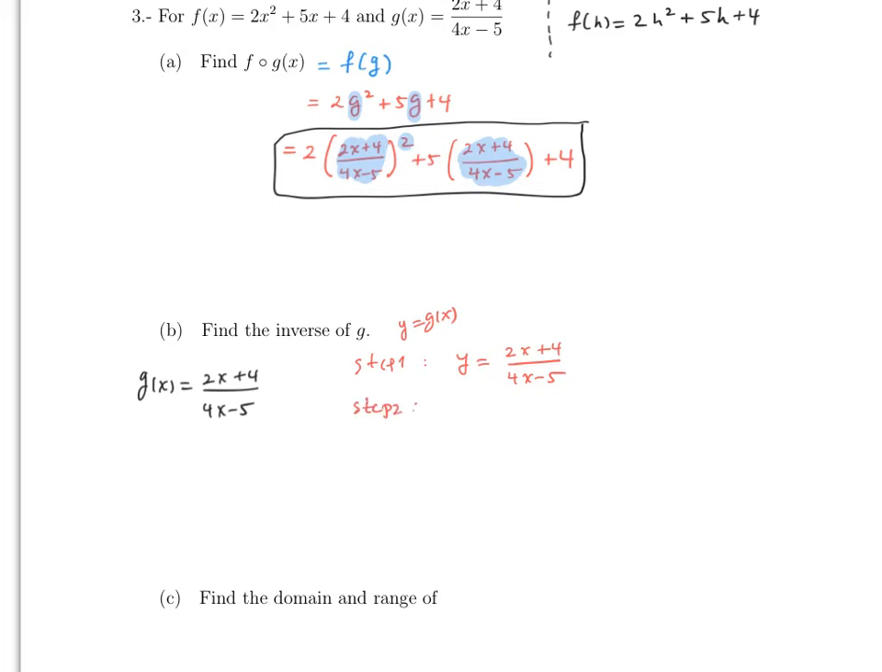Now step 2, you're going to switch x and y. So wherever there is an x, put a y, and wherever there is a y, put an x. So therefore, we will have x is equal to 2y plus 4 divided by 4y minus 5. Okay, so it should be 4y minus 5. So far this is pretty straightforward. Step 3 is the one that takes all the work. So this one, solve for y.